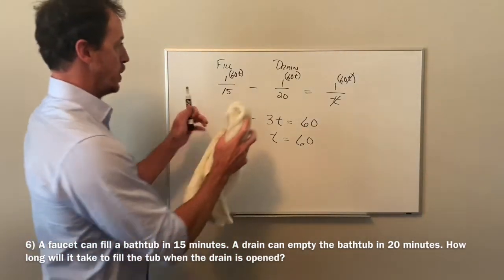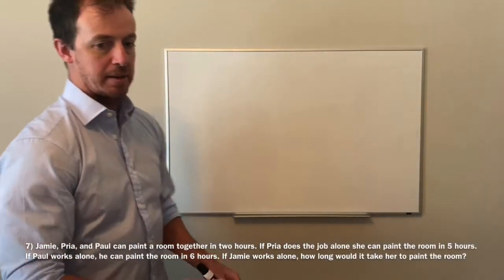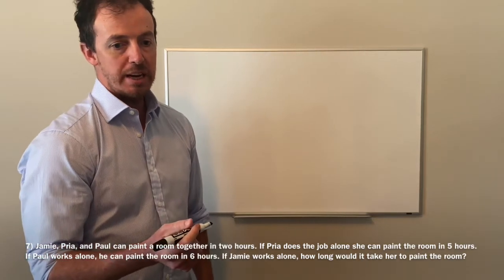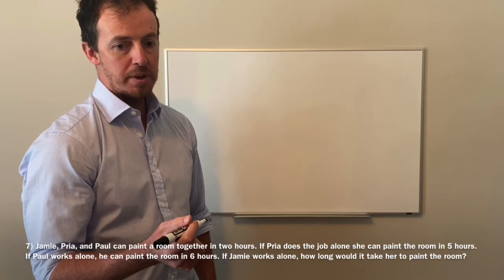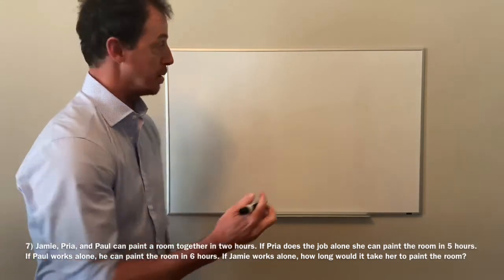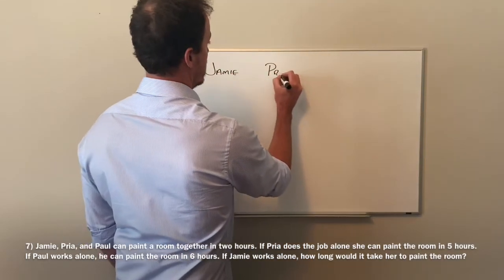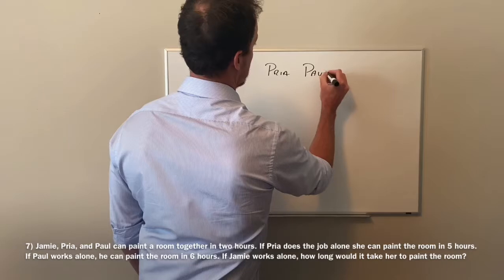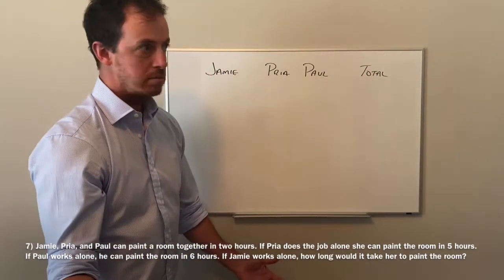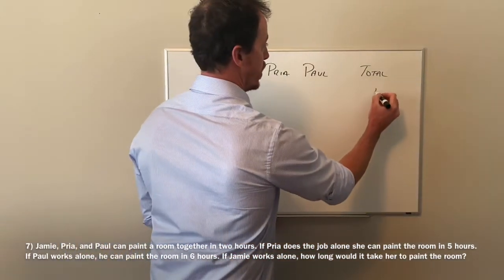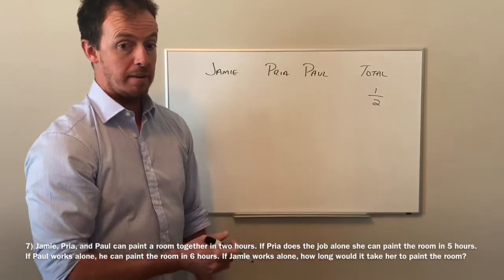All right, last one. Light little wrinkle here, but not a big deal, and it's pretty easy. So it says Jamie, that's my name, Priya, and Paul can paint a room together in 2 hours. So all three of them together. You got Jamie, Priya, Paul, and then you got the total. All together, they can do it in 2 hours. So that means every hour, that would be a half.